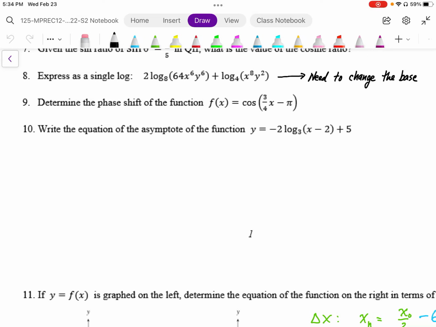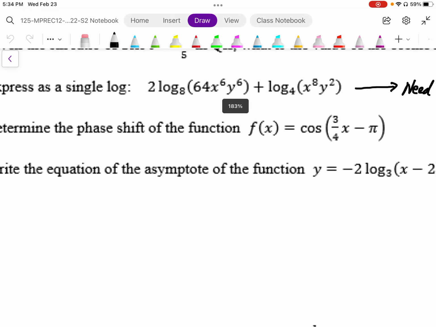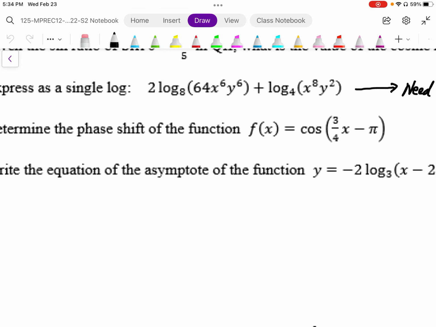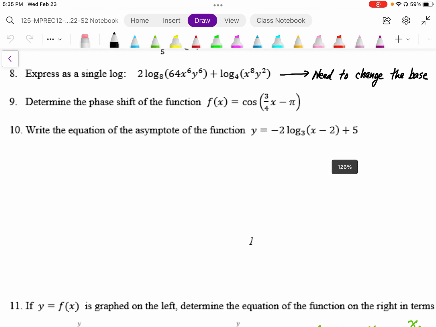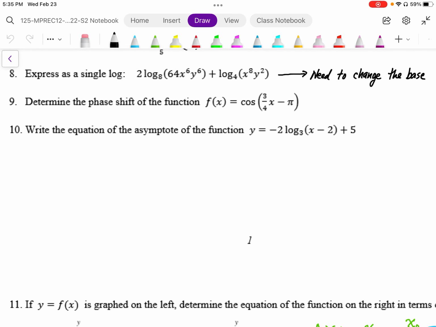In question number 8, we're asked to express as a single log, but we have log base 8 and log base 4. We need to change the base. So that's the first thing I'm going to do. I could put the exponent of 2 back into the log, but we don't really need to be quite honest. We can just keep that out there, and we can change the base without doing that. Now, since we have base 8 and base 4, the common base is base 2. So I'm going to change this to a base 2 log.